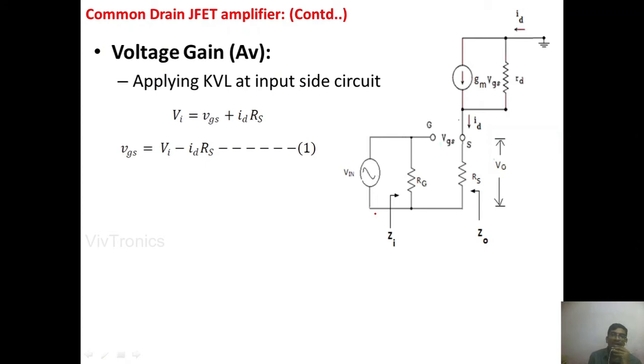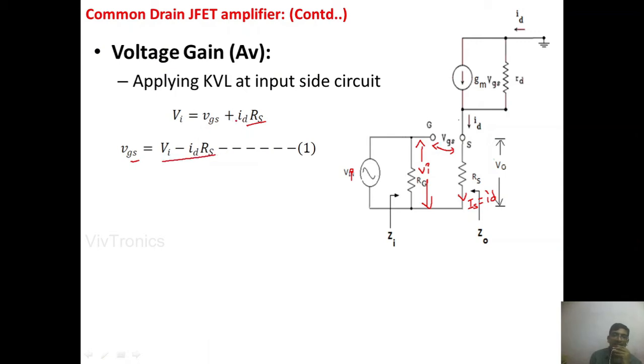So if you apply KVL at the input side circuit, VI is equal to, so I am assuming that this one is VI, so VI is equal to VGS plus IDRS. Here is the VI voltage, which is the voltage across the RG resistance. So VI is equal to the voltage between gate and source plus ISRS, actually the current is IS here, but IS is equal to ID, therefore I have written ID into RS.